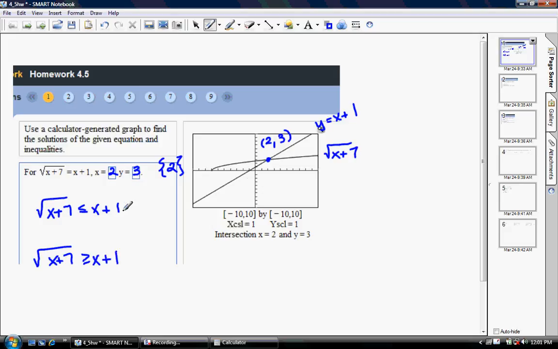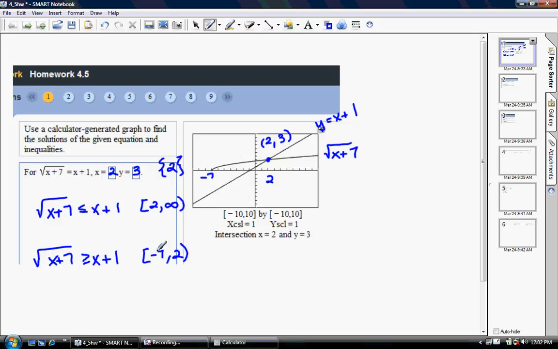So the square root of x plus 7 is less than or equal to x plus 1 means to find the pieces of x where the radical equation is below the line. And that happens to the right of 3. So that would be from 2 to infinity. Did I say from the right of 3? The right of 2. The square root of x plus 7 is greater than or equal to x plus 1 is where the radical graph is above the line. Well, that happens only for where the radical is defined, and that is from negative 7 to 2.